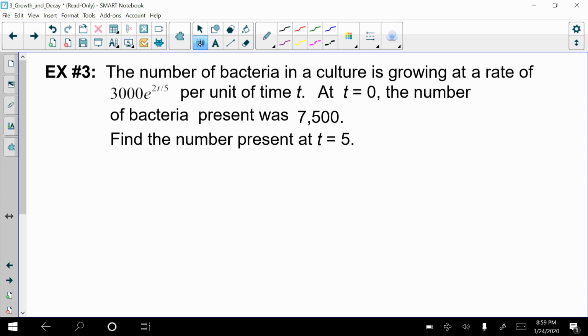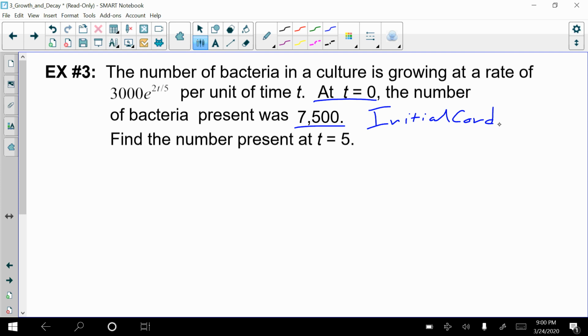So here, the number of bacteria in a culture is growing at a rate of 3,000 times e to the 2t over 5 power per unit of time. When time is equal to 0, the number of bacteria present was 7,500. So find the number present when time is 5. Now we don't know what time is. It could be minutes, days, months. We don't know. But this right here, at time 0 and 7,500, those are your initial conditions.